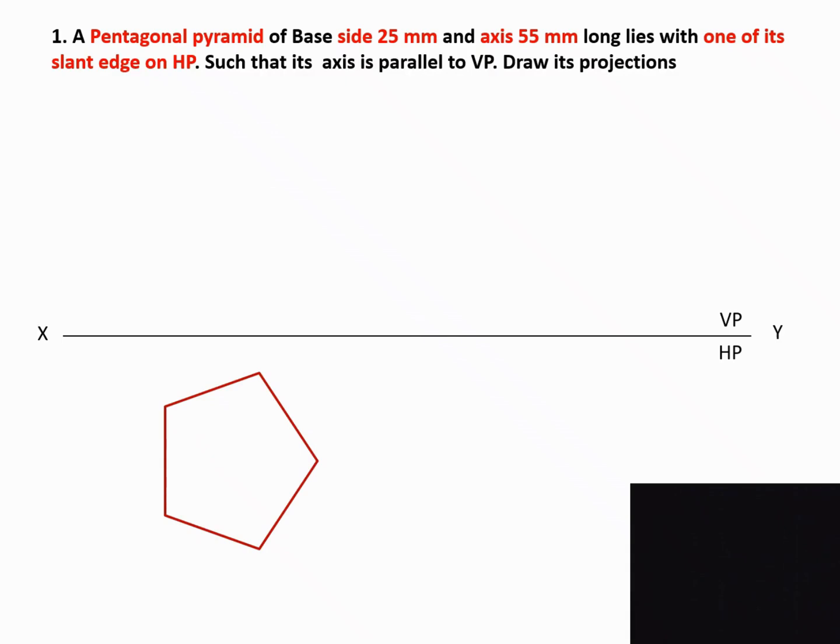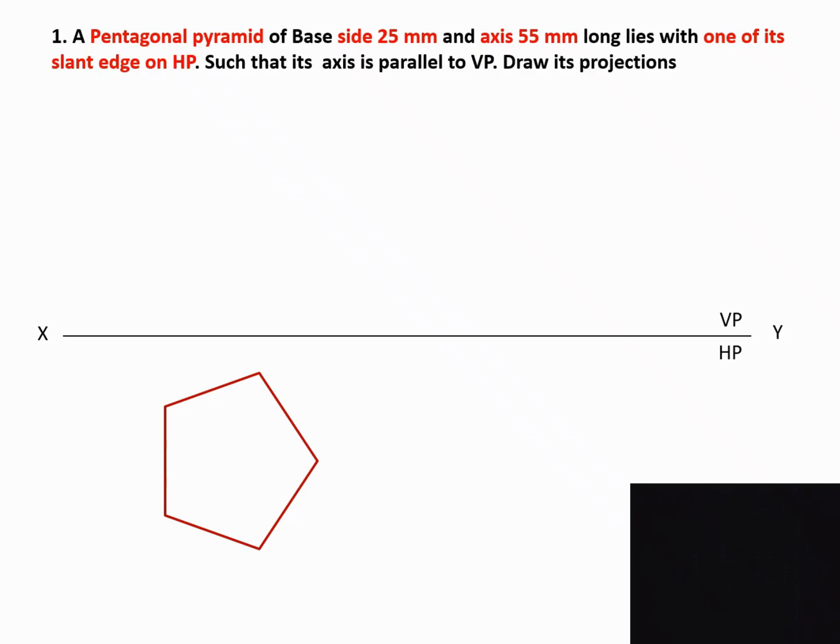So, why we are going to draw it: its axis is parallel to VP and one of its slanting edges lies on HP. So if one of its slanting edges lies on HP, we are going to draw it as in HP.